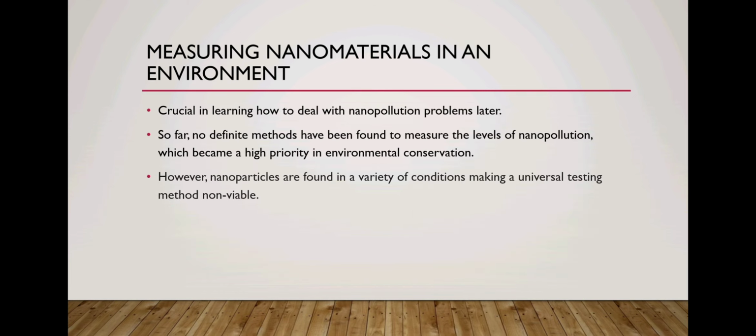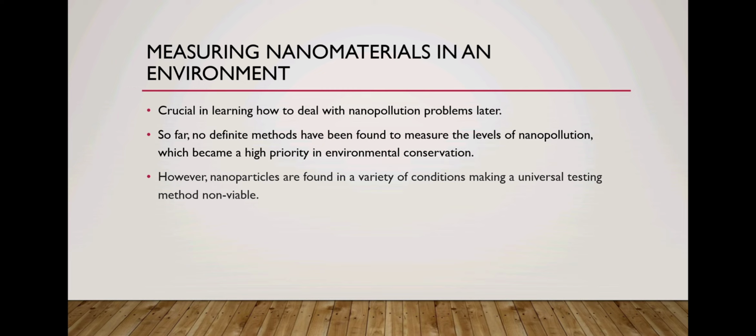In order to deal with this nanopollution, scientists find it crucial to measure nanomaterials in the environment in order to deal with the nanopollution problems later. But so far, there are no definite methods to measure the levels of nanopollution, which became a high priority in environmental conservation. Still, nanoparticles are found in a variety of conditions, making universal testing methods non-viable.